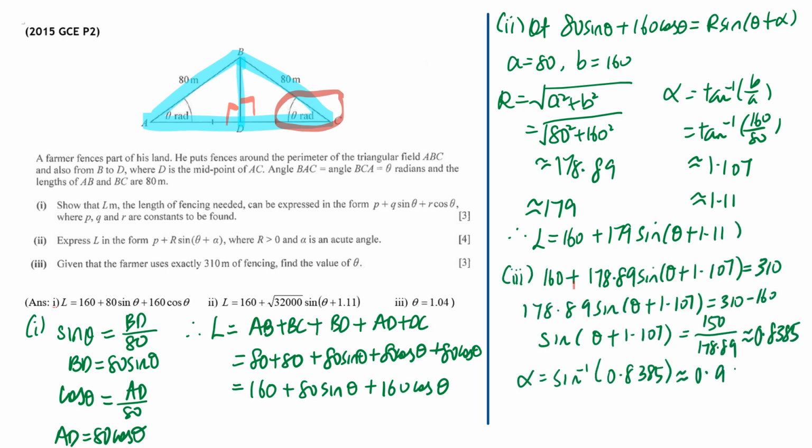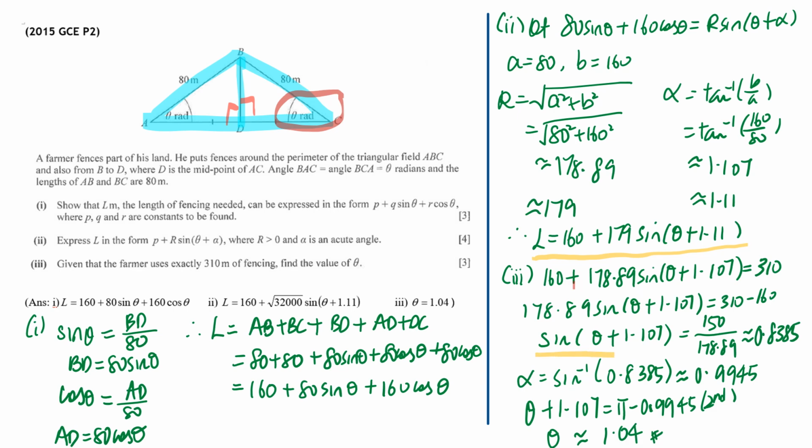Then for part 3, you're told that the farmer uses exactly 310 meters of fencing. So basically, you just let this expression here, which you've already found, L, the formula to find the perimeter, equal to 310. Then make the sine ratio the subject, and find alpha.